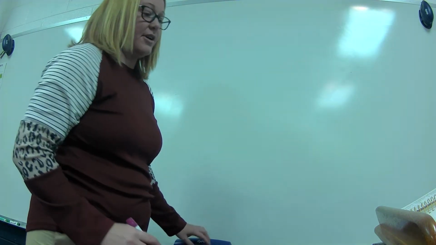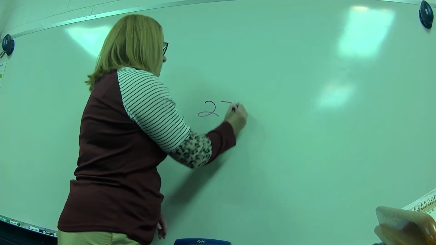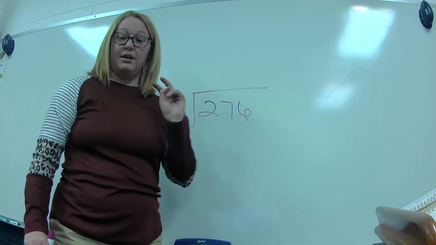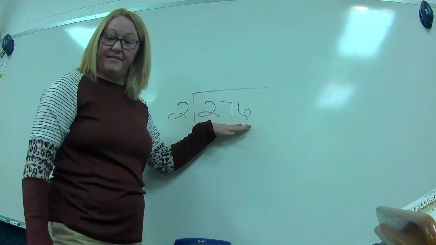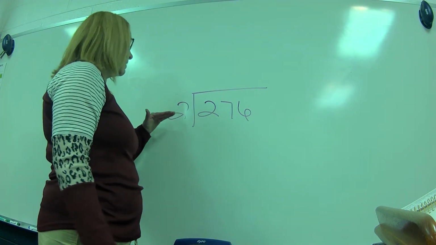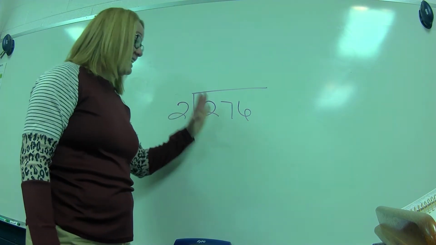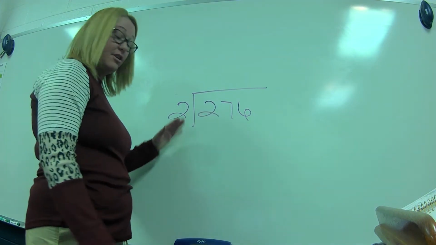So I have 276, and I want to start with just dividing it by 2. All right, so this is my dividend, this is my divisor, and we're going to see how many times 2 is contained in 276. So I start with divide.